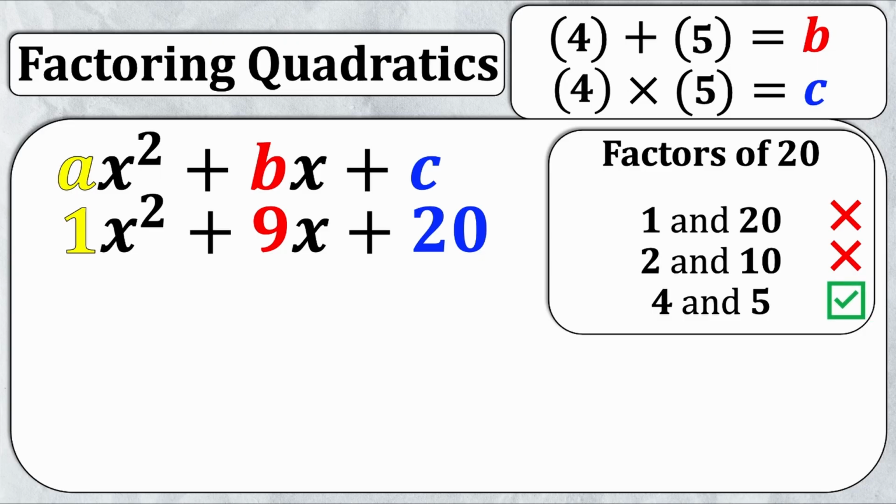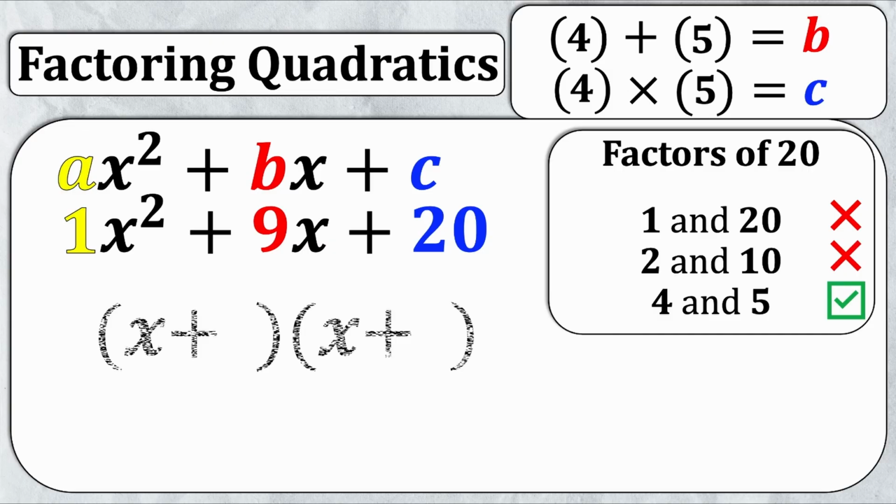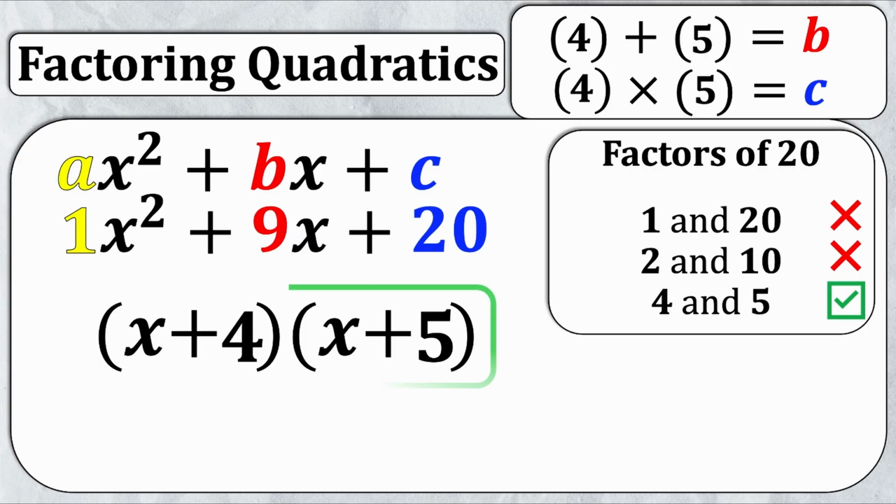factors. And now the nice part is when the a value is 1, it'll always factor to have an x plus or minus the two numbers that I found. And in this case, the numbers I found were 4 and 5, and so all I'm going to do is plug them into these brackets, and that's my solution. X squared plus 9x plus 20 will factor to x plus 4 times x plus 5.